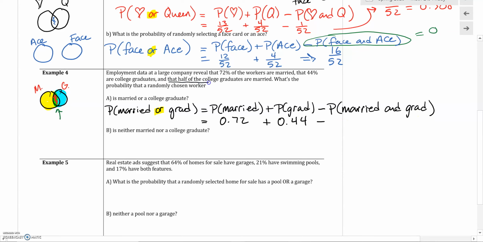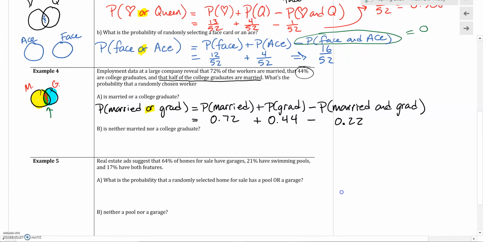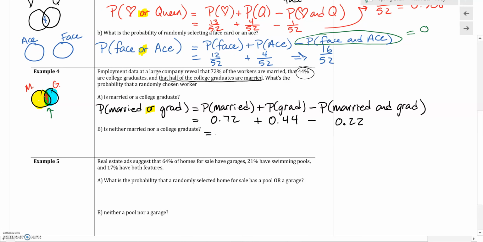Well, it says half of the graduates are married. Since 44% of the workforce are college graduates, half of that would be 22%. 0.22 is the number of those that are married. And so at the end of the day, I'm running out of space. This comes out to, if I add it all up right, 0.94 would be the probability of getting someone that's married or a college grad.